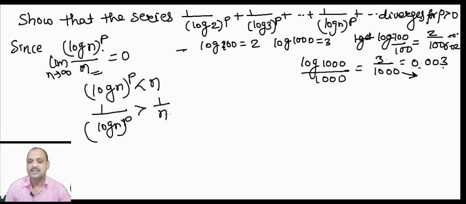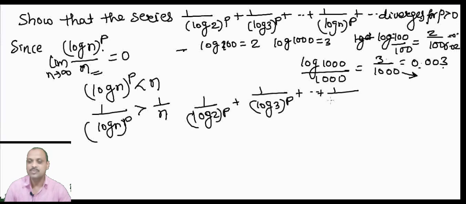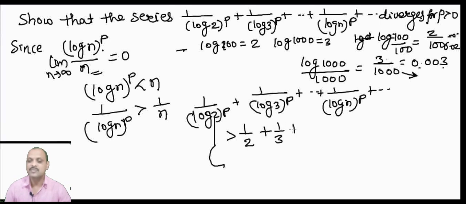And hence this term log divided by log of 2 raised to p plus 1 divided by log of 3 raised to p plus 1 divided by log of n raised to p plus ... is greater than 1 divided by 2 plus 1 divided by 3 plus 1 divided by n plus ... and this series is nothing but the series of 1 divided by n.